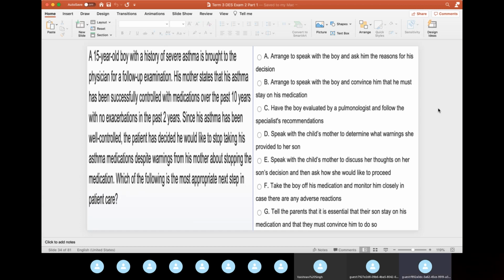I think that's the only thing that's viable. Okay. Because for this one, the patient decided. So the caveat here is this. The patient has decided he would like to stop taking his asthma medication despite warnings from his mother about stopping. So you want to know the reason why the boy decided not to take his asthma medication. So you need to speak with the boy and ask him for the reasons.